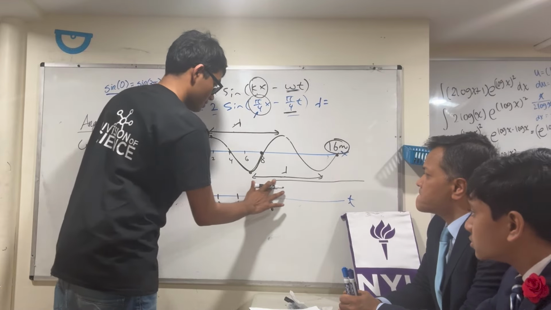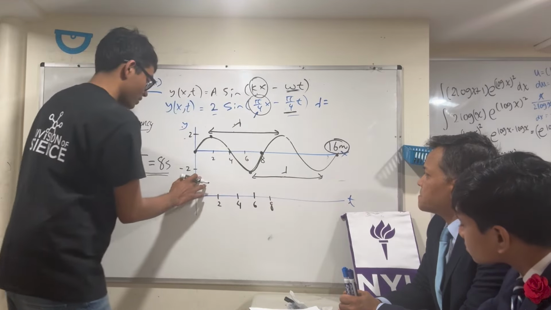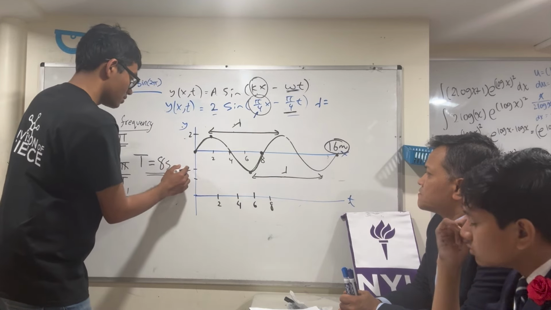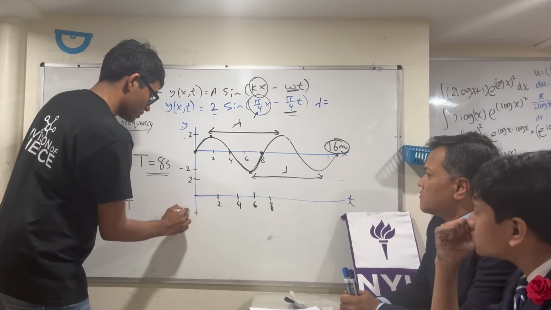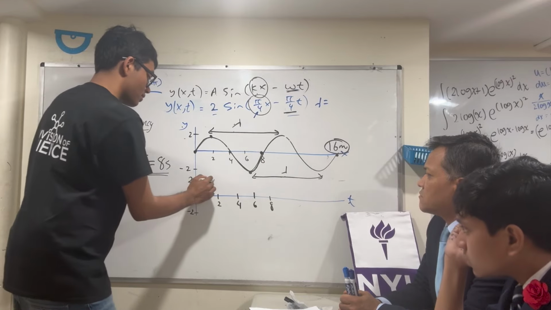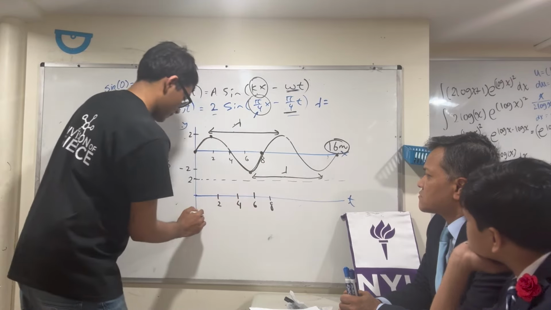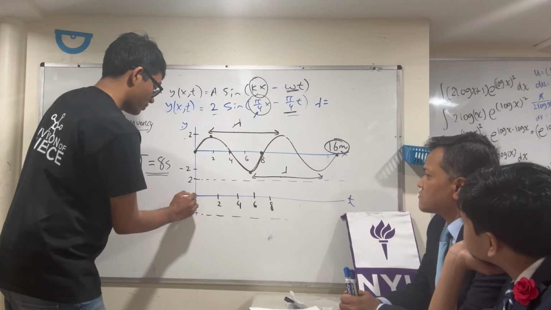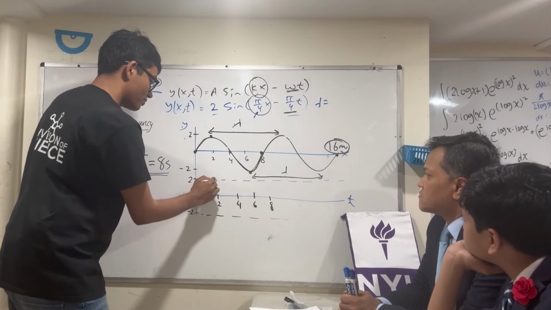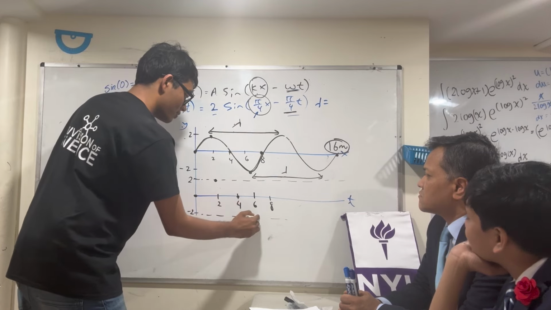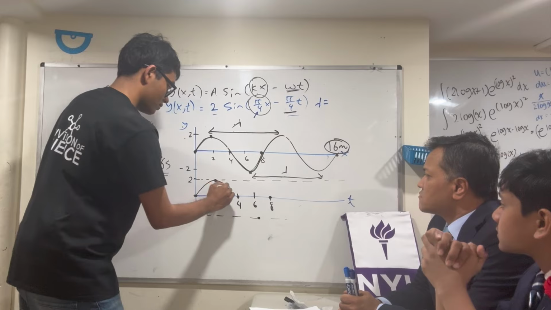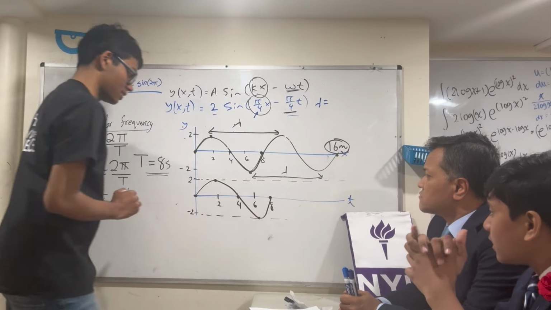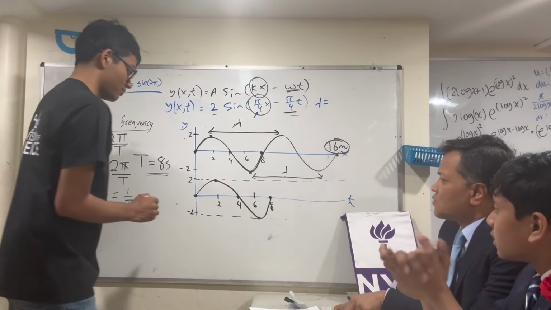Let me just erase this one so I can draw the wave. So this is 2 and negative 2 again. This is 2, this is minus 2. At 0 we are starting from 0. At 2, 2, at 4, 0, at 6, minus 2, at 8, 0. So this is one cycle.